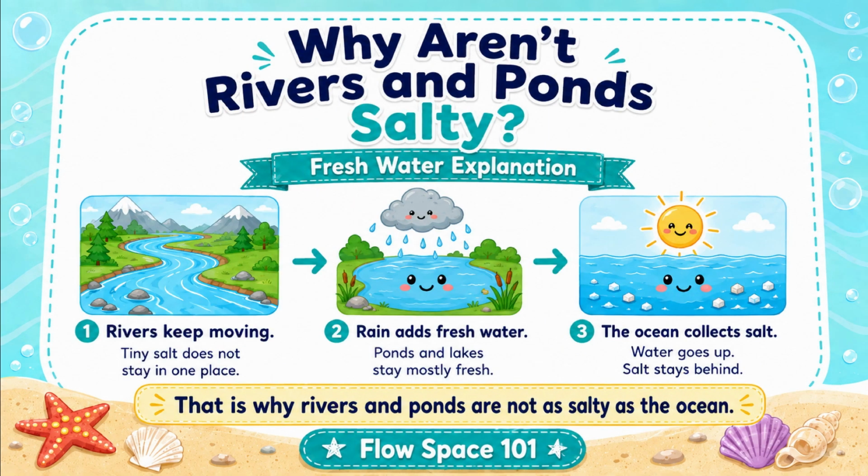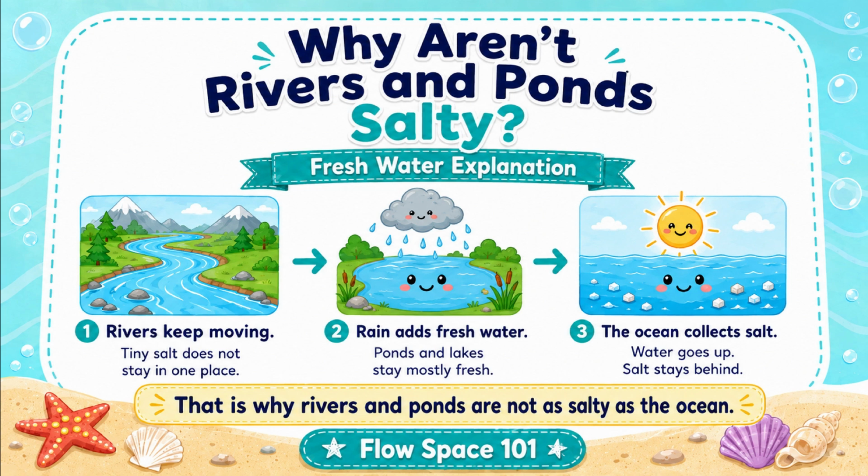Now you may wonder, if rivers carry salt to the ocean, why aren't rivers and ponds salty? That is a great science question. First, rivers keep moving. Tiny salt and minerals move with the river water. They do not stay in one place for a long time. Second, rain adds fresh water to rivers, ponds, and lakes. So ponds and lakes usually stay mostly fresh.